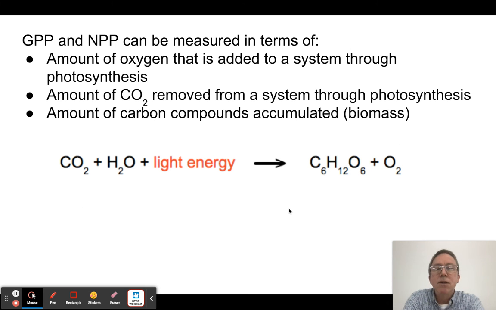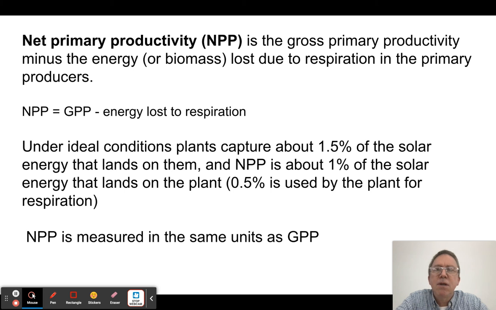Now, GPP and net primary productivity can be measured in terms of... I skipped over net primary productivity when I hit my button wrong. Okay. So net primary productivity, or NPP, is essentially just gross primary productivity, how much sugar was captured, minus how much the plant had to breathe up through respiration. Plants, remember, make their own food. That's gross primary productivity. And then they consume it themselves. They eat the food they made and they respire. And the leftover is what we call the net primary productivity. And that's what's available for every other organism in an ecosystem.